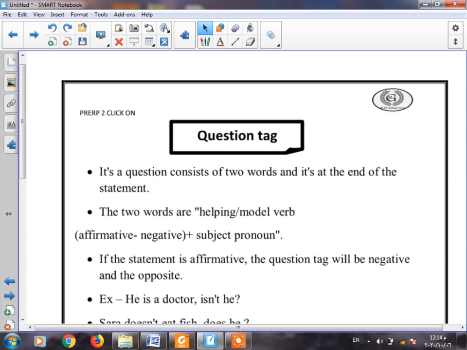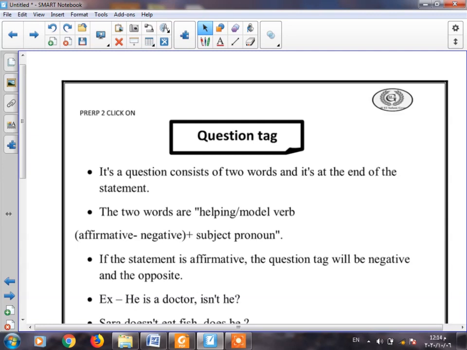The answer to the first question is, it's not an ordinary question, it's a special question and it's formed in a special way. Question number 2, what is the importance of question tag? The importance is it makes the speaker sure of his words.